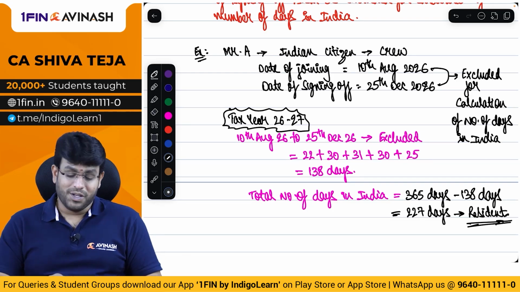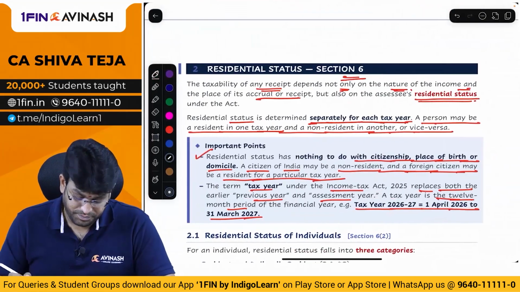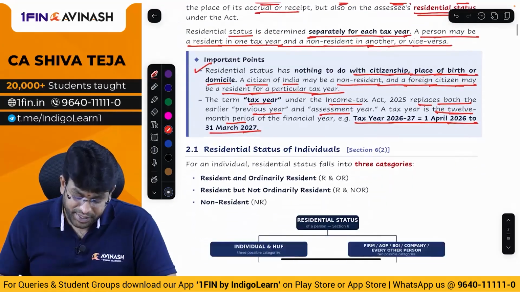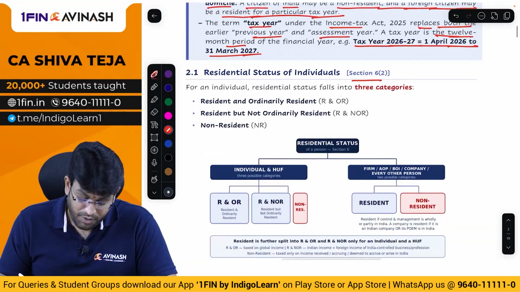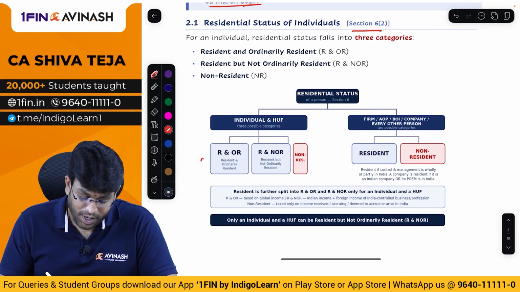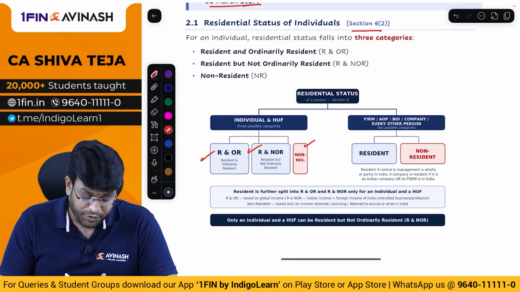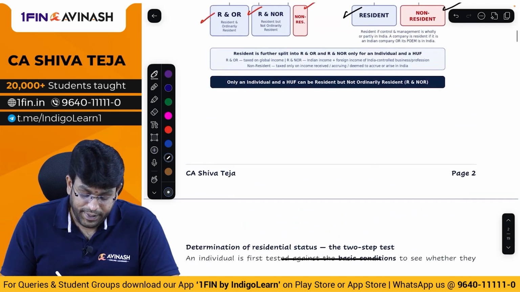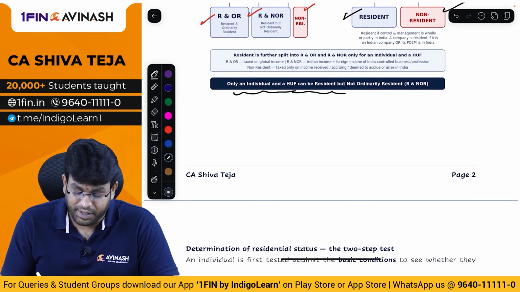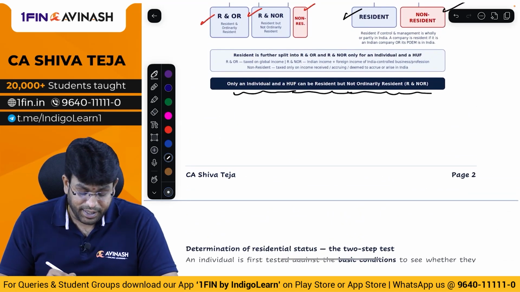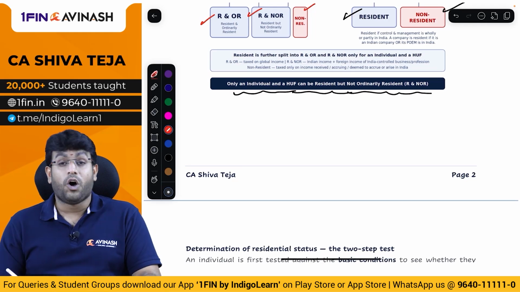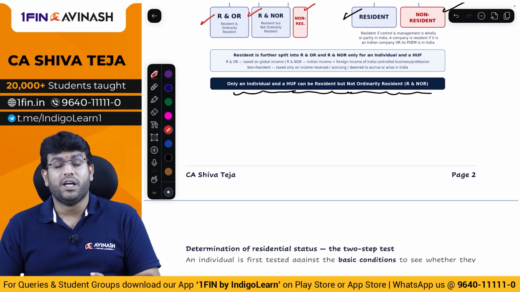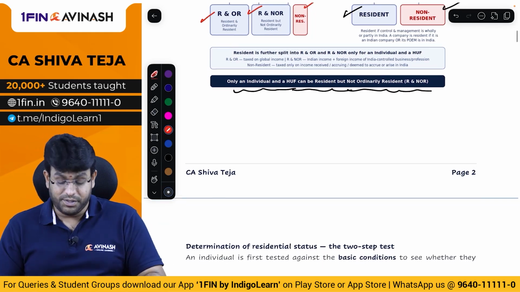Clear, my dear students? Come on, look at our material. Residential status of individual 6.2. We have three categories: ROR, RNOR, NR. And for firms, AOPs, BOIs, companies, there are only two categories: resident and non-resident. So only individual and HUF can be resident but not ordinarily resident. When do you call ordinarily resident? We'll talk separately. For that we have some additional conditions.